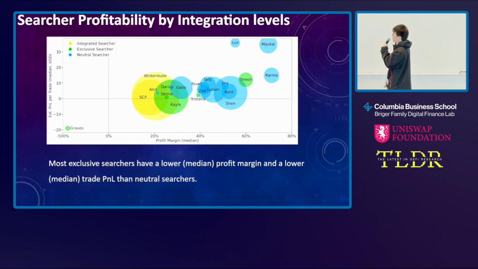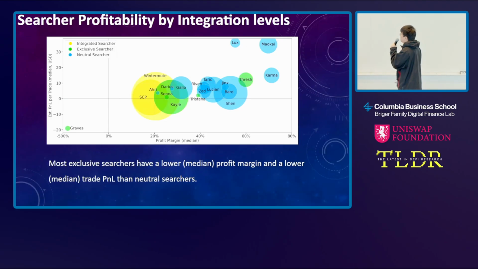Now, we look at the searcher profitability by integration levels. This is the bubble plot: the x-axis shows the median profit margin, and y-axis shows the P&L of the trade, and the bubble size shows the total P&L of the searcher. So we see most exclusive searchers have a lower profit margin and lower median traded P&L than neutral searchers.